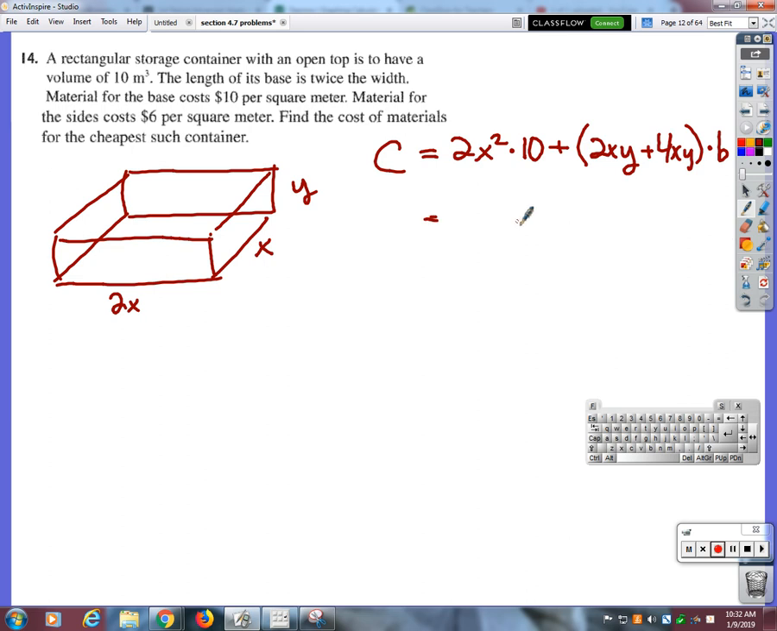So I can simplify this a little bit. What does that work out to be? 20x squared plus 2xy plus 4xy makes 6xy, times the $6 per square meter is 36xy. So that is our cost function.